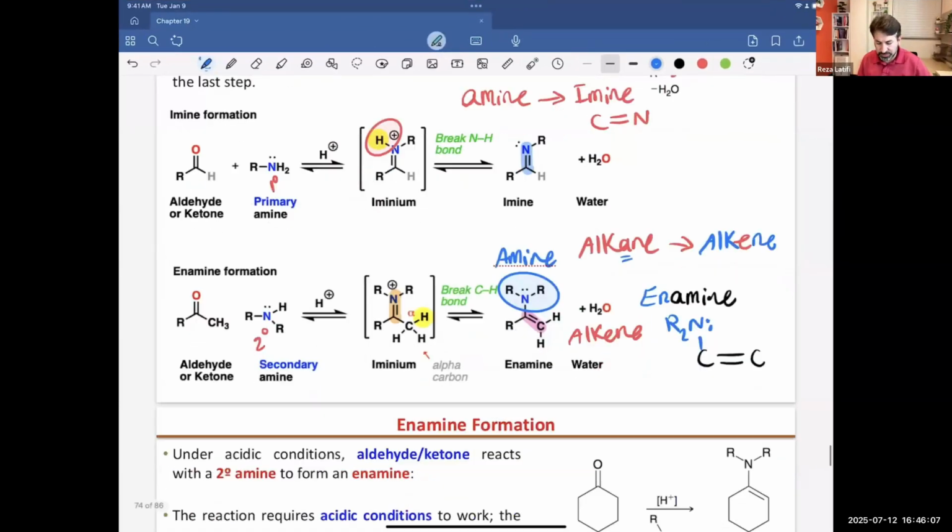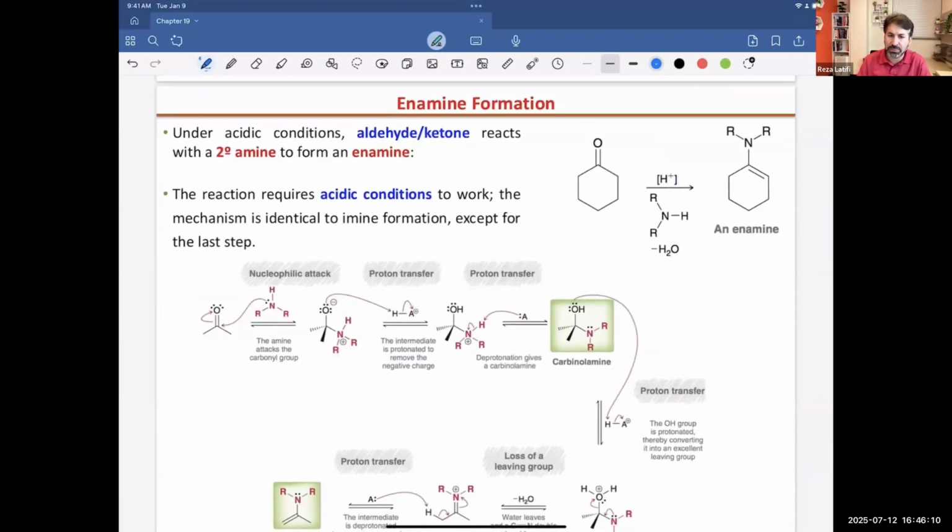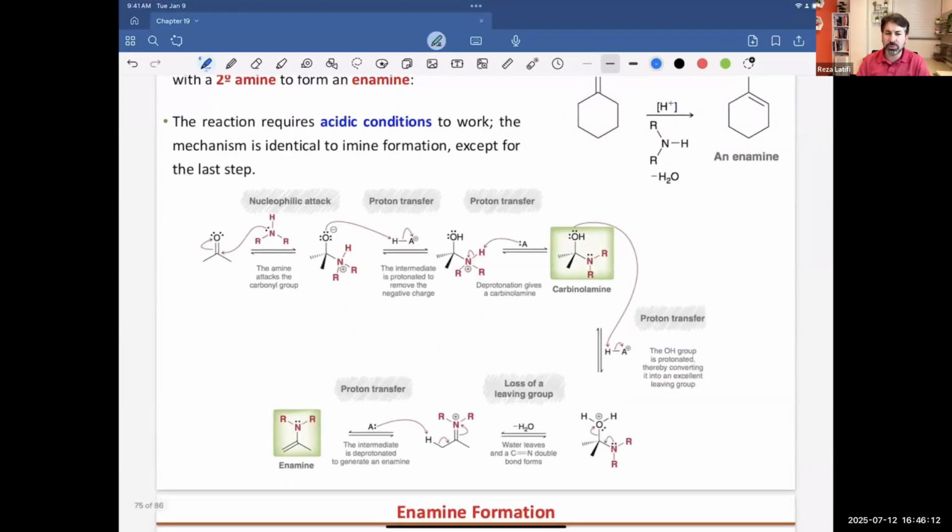Now let's go after the mechanism. Again, the mechanism is going to happen in acidic condition, and so it will be really copy paste of the previous mechanism that we practiced. I'm talking about the primary, except close to the end, it will be a bit different.